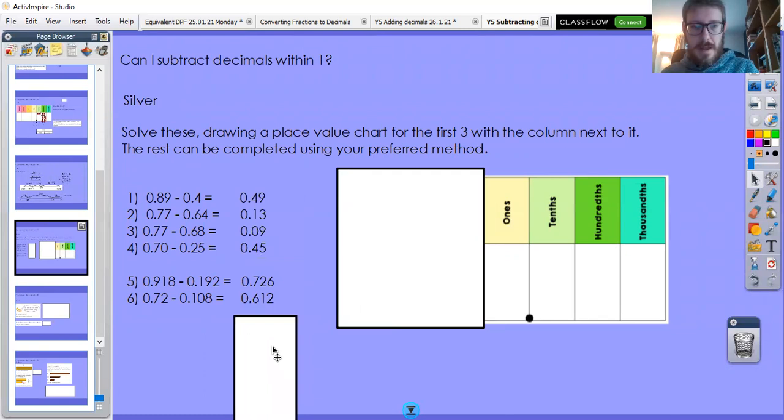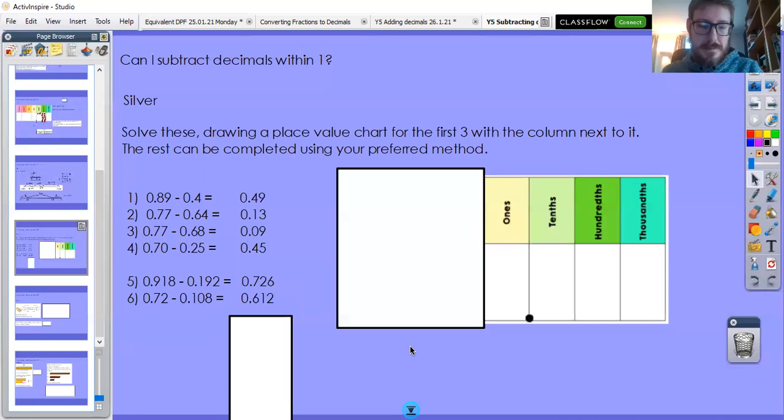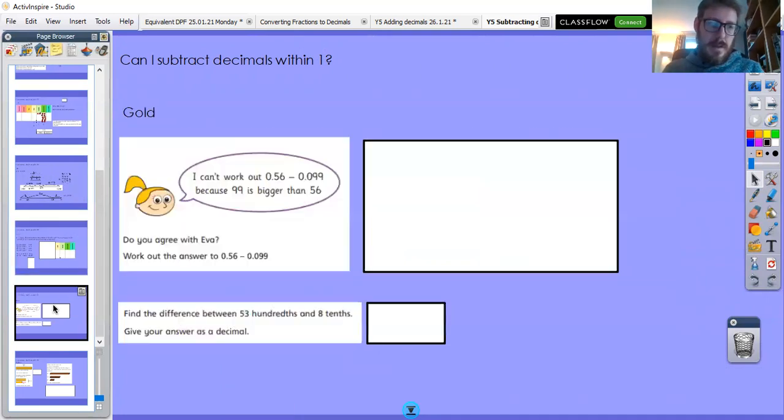Okay, and then here are your answers to check. So see how many of those you got right. If you got any wrong, have another go. So check it, and if you got it incorrect, have another go, see if you get it right the next time. Okay, and then your gold questions. So pause the video and have a go at tackling these ones.